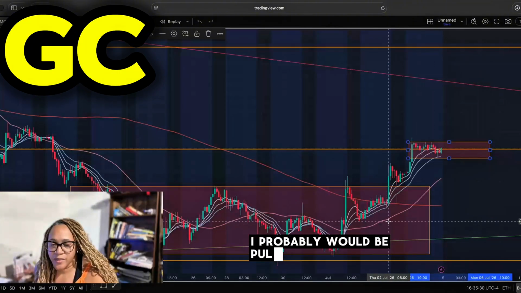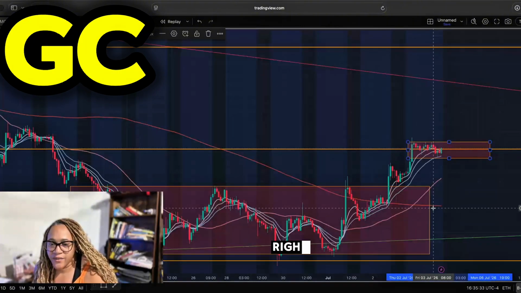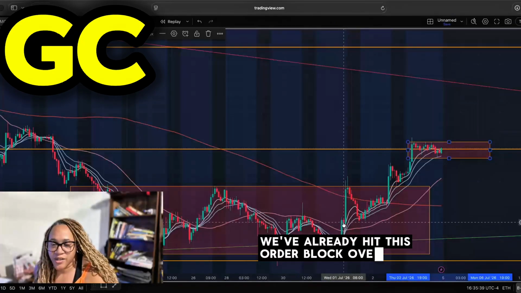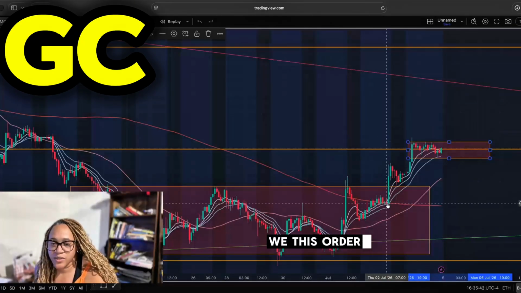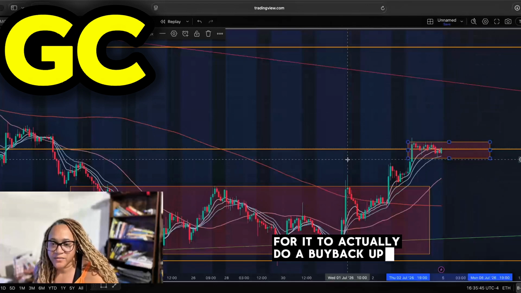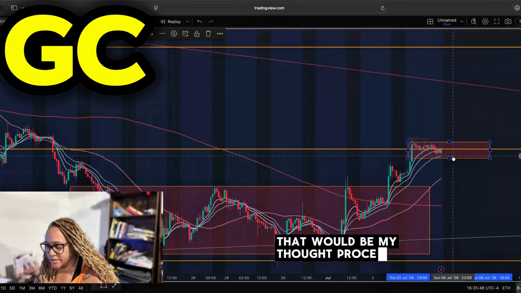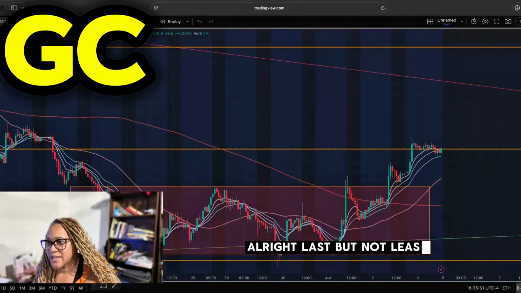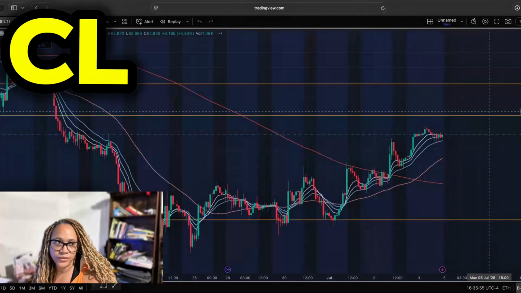I probably would be pulling back to this area right here of 4,067 just because we've already hit this order block over here for this big green candle. This order block here is empty for it to actually do a buyback up. That would be my thought process.